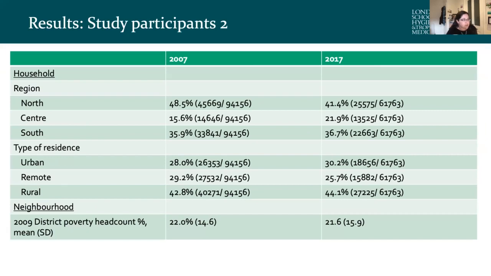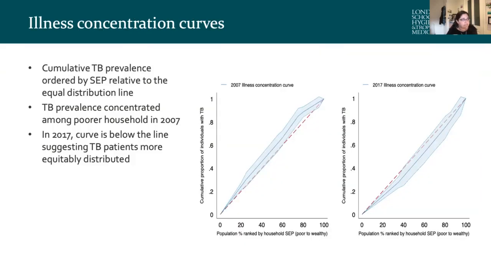In terms of the distribution between the different regions, it was also quite similar, as well as between the different types of residents: urban, rural, and remote households. During that time period, in 2009, looking at the poverty headcount between provinces, there was a reduction in poverty headcount, which was measured as the percentage of the population living on less than $2 per day.